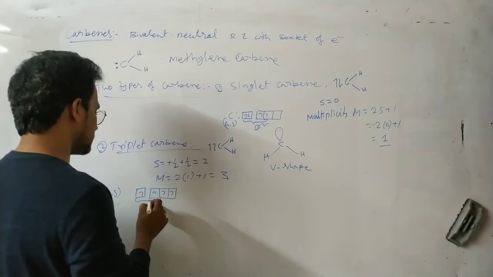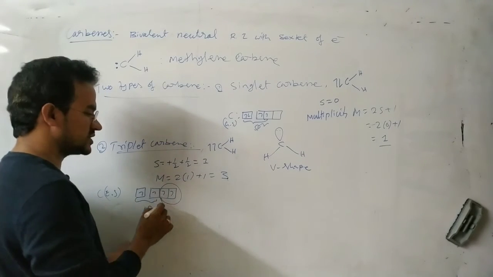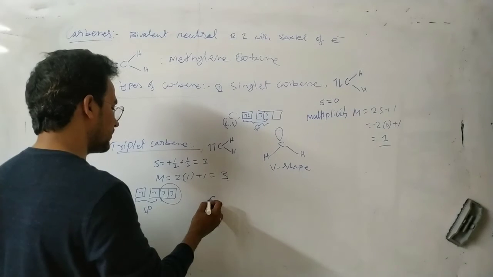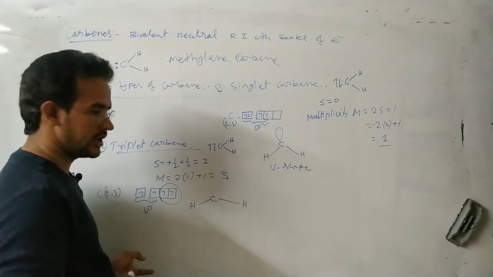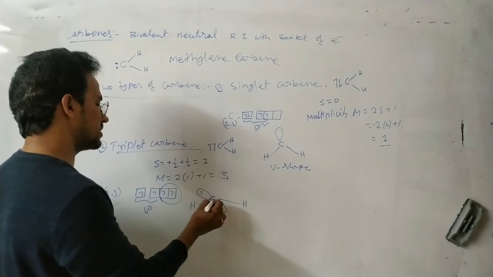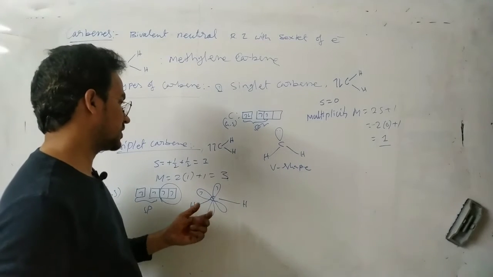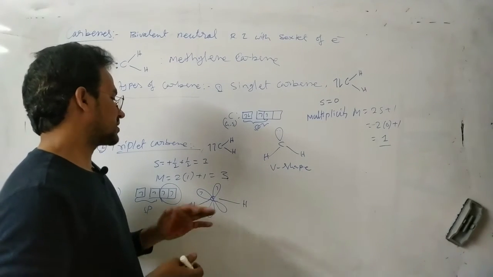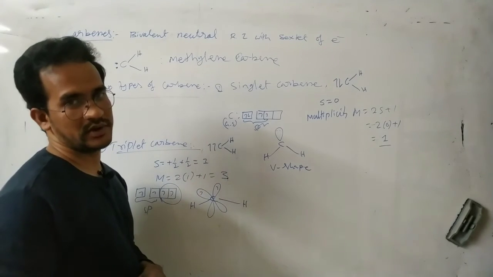So in this case, sp hybridization, but there are two orbitals which are unhybridized. See this carbon: sp means it must be almost linear. You see this p orbital with a single electron, this p orbital with a single electron. So here the electrons are present in two different orbitals, but in the singlet the electrons are present in one orbital.